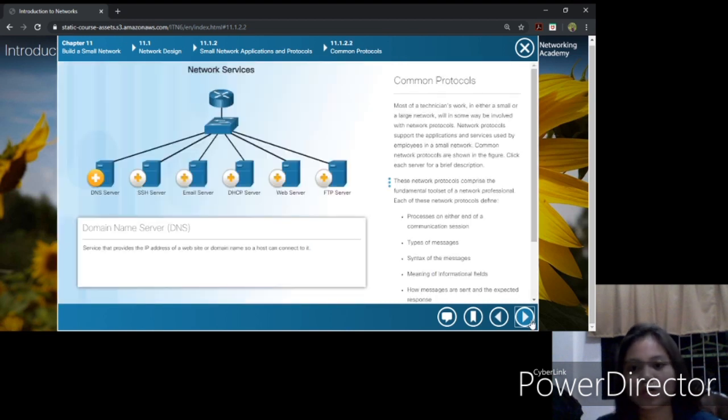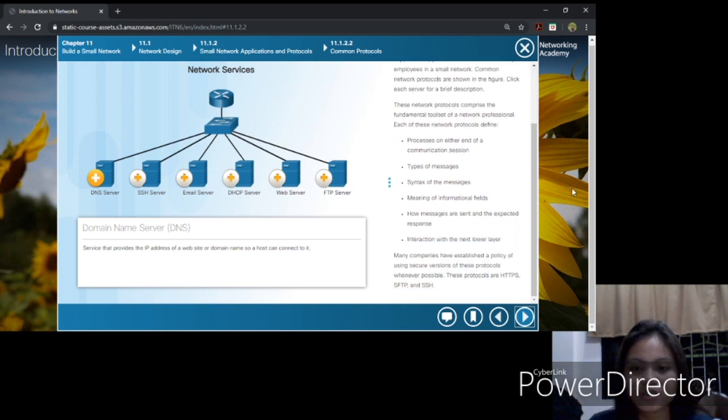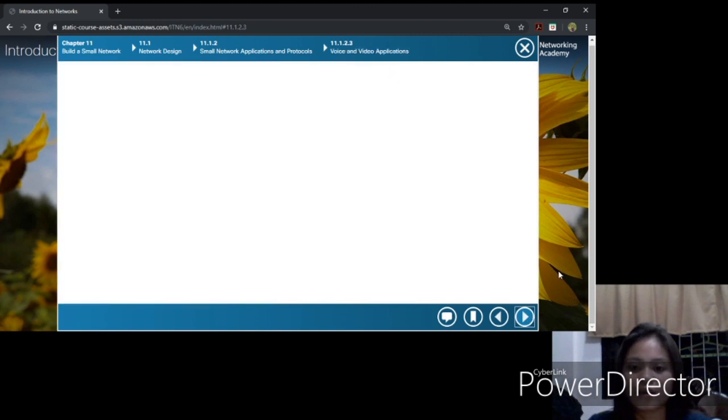Next, the common protocols are involved with the network protocols. Network protocols support application services used by the employees. These network protocols comprise the foundational toolset. Each of these network protocols defines the process on either end of a communication session, types of messages, syntax of the messages, meaning of informational fields, how messages are sent and expected responses, and interaction with the network layer.